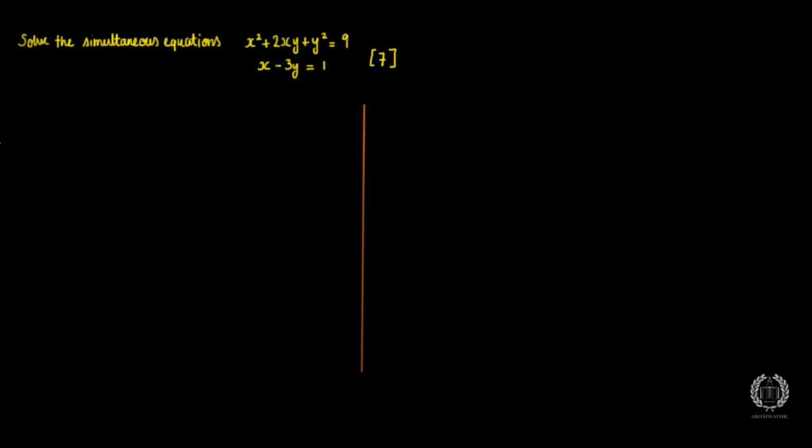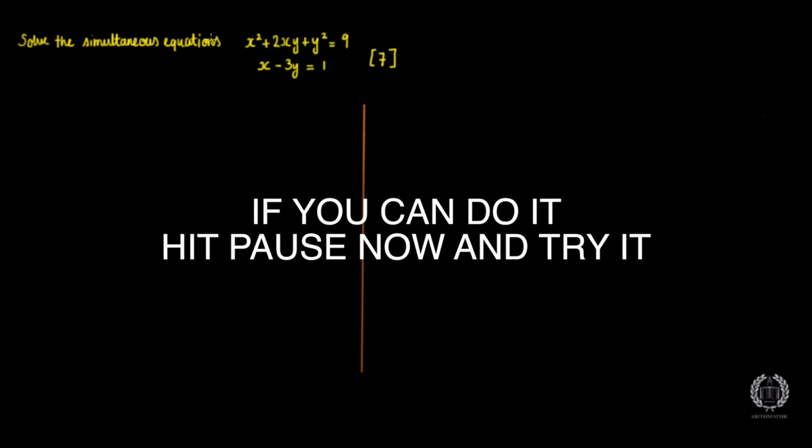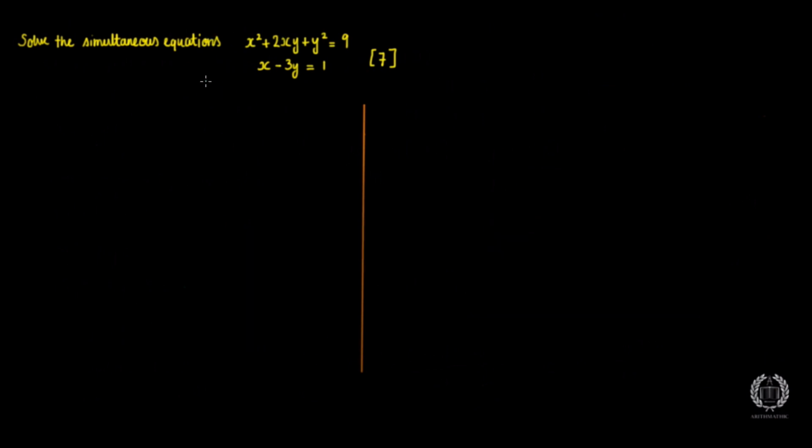Okay, so this simultaneous equation that we have now. Whenever you see a simultaneous equation, you need to know that I need to find an x value and I need to find a y value. That's the whole point of these questions. What is my x value? What is my y value? And that's what I'm going to find.